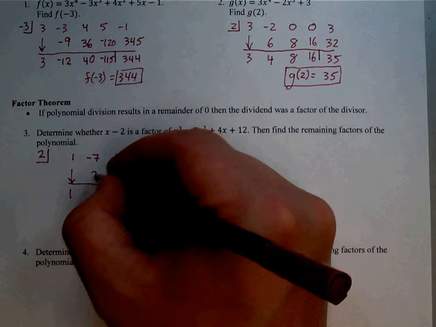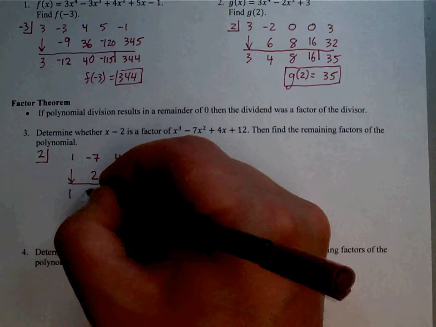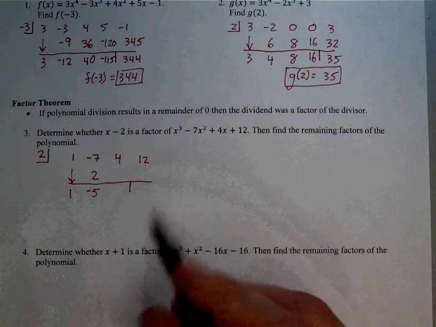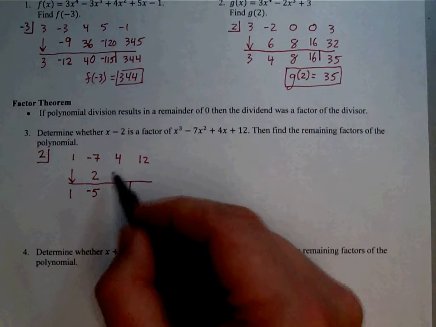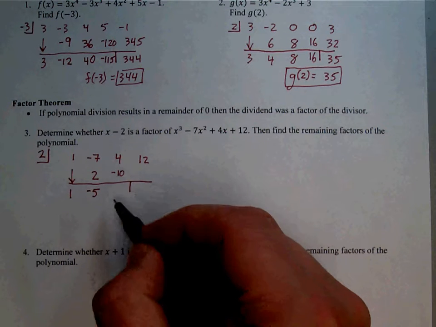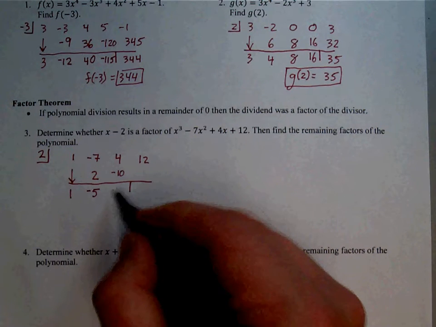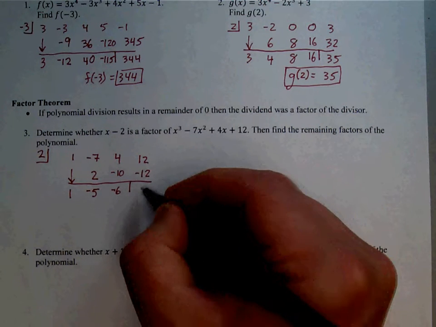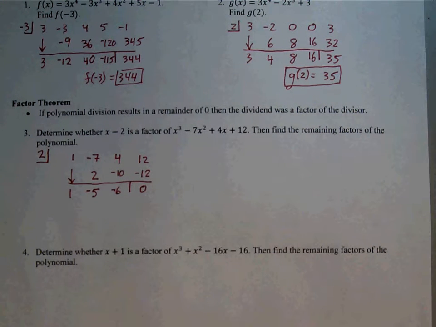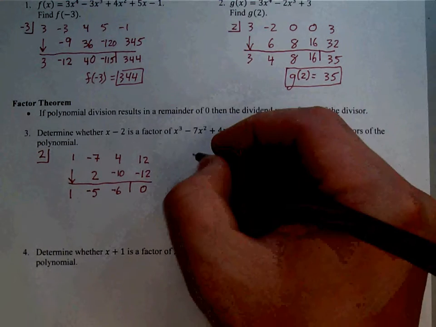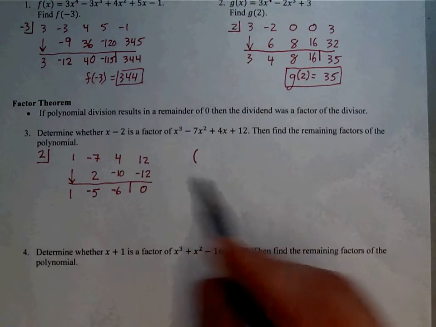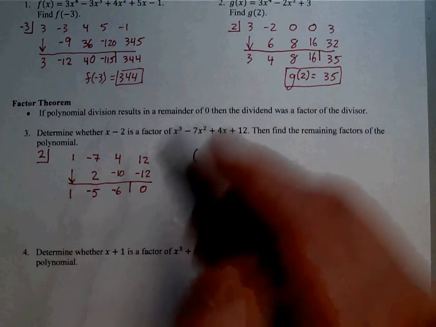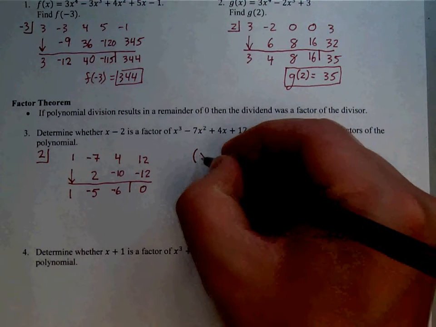1 times 2 is 2. Negative 7 plus 2 is negative 5. Negative 5 times 2 is negative 10. Negative 10 plus 4 is negative 6. Times 2 is negative 12. Plus 12 is 0. So we did get a remainder of 0. That's what was supposed to happen. So at this point, we factored out x minus 2 by dividing by the 2 there.